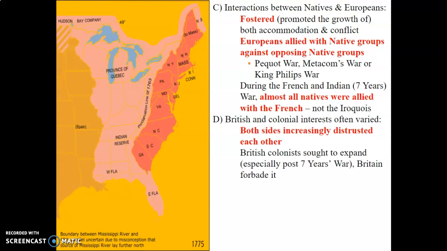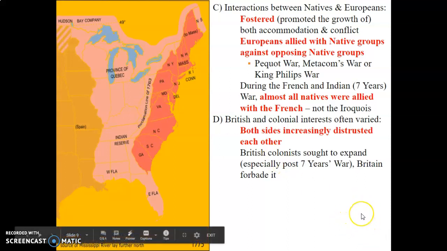The British colonists sought to expand, especially post-7-Year War. The British forbade it. So after the 7-Year War, a war between the French and the Indians, remember they allied together, the British were like, damn, we just fought this whole big war. We can't keep getting into more conflicts with the Native Americans or the French in their territory. So they set a boundary of this line right here, where they told them, you colonists cannot expand over here.